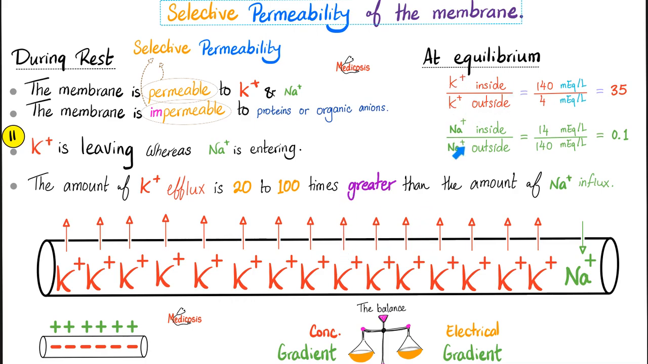That's why. Conversely, sodium inside to the sodium outside ratio is about 14 to 140, because this is the normal sodium in the serum. You get 0.1. Okay, so you can call this, to make it easy, 1 over 10. So you have more sodium outside than inside. And that's why sodium is coming into the cell according to the concentration gradient.